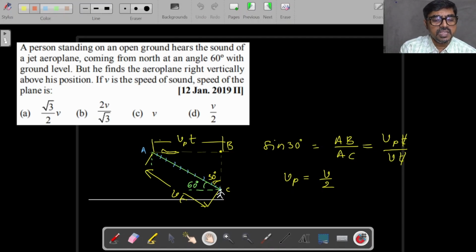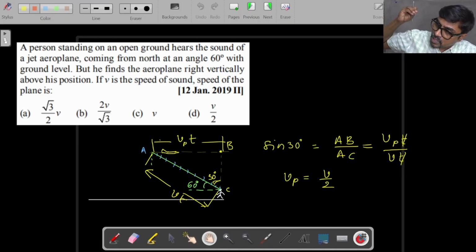A person standing on an open ground hears the sound of a jet aeroplane coming from north at an angle of 60 degrees. So, for me here when I am sitting here, the back of me is east. So, that means this is west. So, this is going to be north. I see that from north, from above at an angle of 60 degrees with horizontal, I am getting the sound.